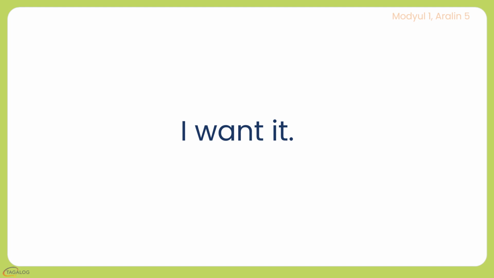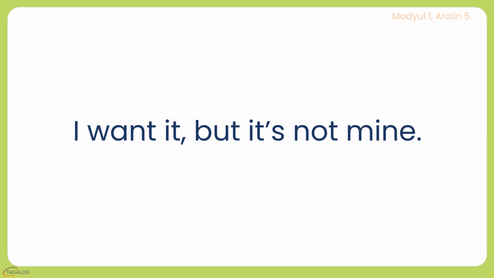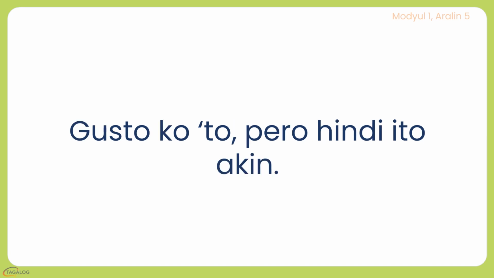And later, we will see some examples for kanya. Do you remember how to say I want it? Gusto ko to. Here, we are using the contracted version of ito, which is to. How would you say I want it, but it's not mine? Gusto ko to, pero hindi ito akin.